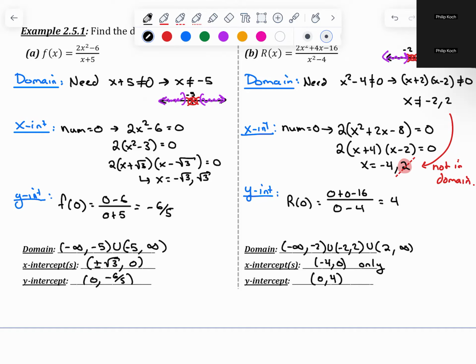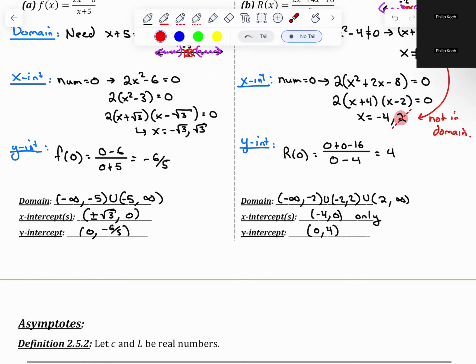So are there any questions on what we've done so far? So finding the domains, no different. You're setting the denominator equal to 0 to find out where the function doesn't exist, and then plucking those points out. X-intercepts are the exact same. You're setting the function equal to 0, but they can only equal 0 if the numerator equals 0. But the only extra caveat that we have to do is make sure that's actually part of our domain. So this time it was not. And last but not least, the y-intercept is still found just like we found it before. You're setting x equal to 0, but that's the same thing as plugging in 0 into the function.